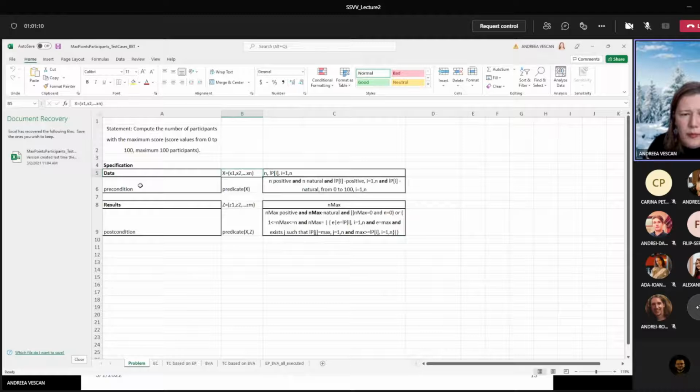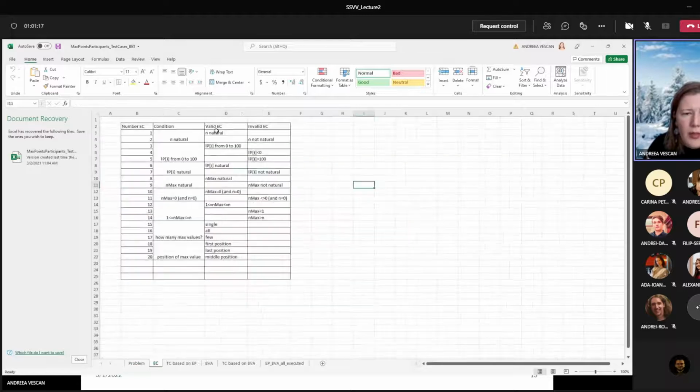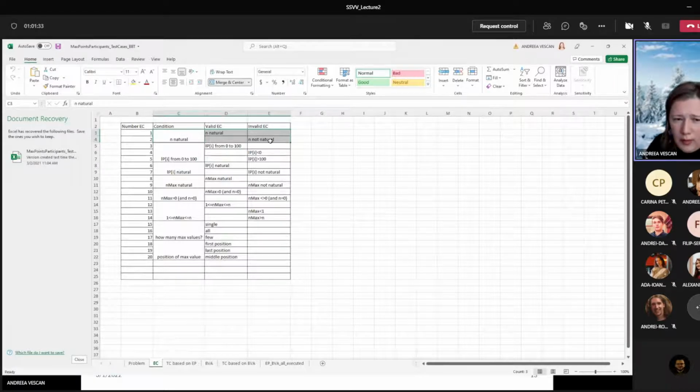When we talk about equivalence classes, we said that we take all the input variables. So in our case, the input data is n, how many participants we have, and the list of the participants, right? We can split the first condition, n, into either valid equivalence classes or invalid equivalence classes. As you can see here, starting from the same condition, we have two classes: one with natural and one with not natural.